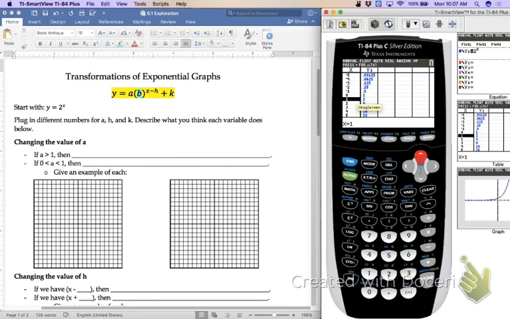If it's 2 to the second power, it's 4. If it's 2 to the third power, it's 8. 2 times 2 times 2 gives me 8. If it's 2 to the fourth, it's 16.